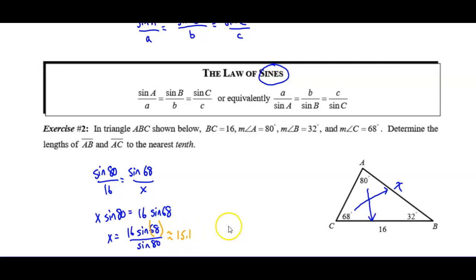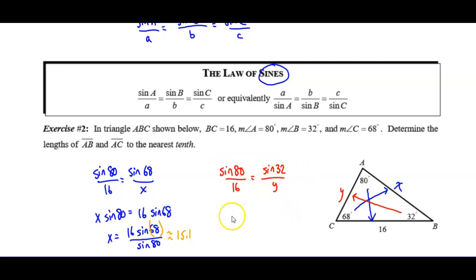So that would be segment AB. All right, and then I can just use a different variable for AC. If I use a y there, now to crisscross, I'm going to use this 32-degree angle to connect to the y. And we'll go sine of 80 over 16 again, because I do want to use given information rather than the x I just got. And we'll make that equal to sine of 32 over y.